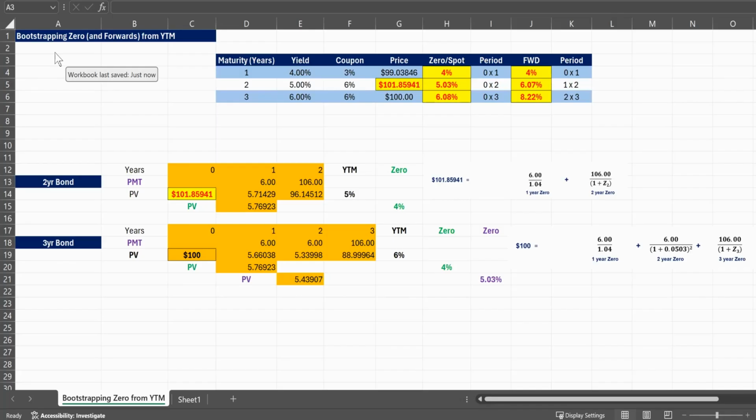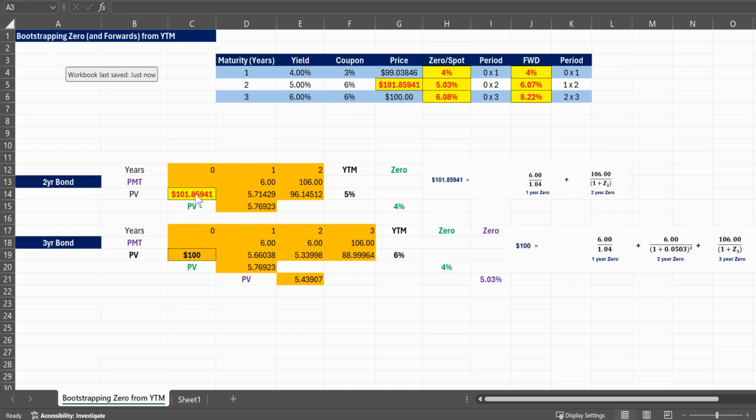Okay, so you see the Excel we have here, our table, and we've got all the information we need to fill in there in the yellow blocks. The first year was easy. We worked out our zero and forward rates. Well, we didn't even work it out, it's equal to the yield. So the next thing we needed to do is to work out the 2-year bond's price.